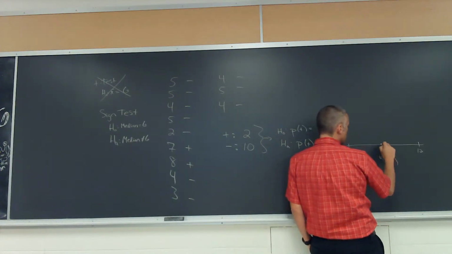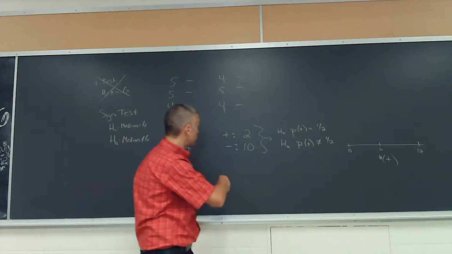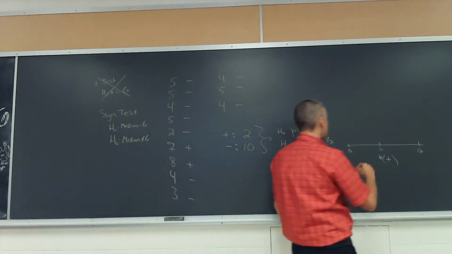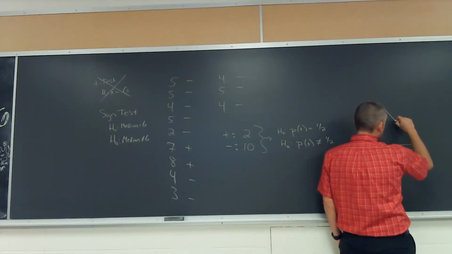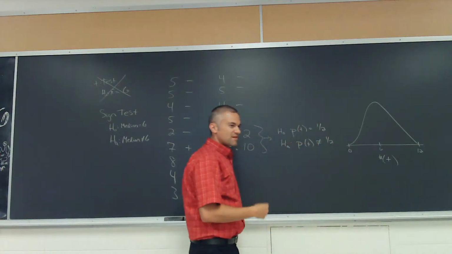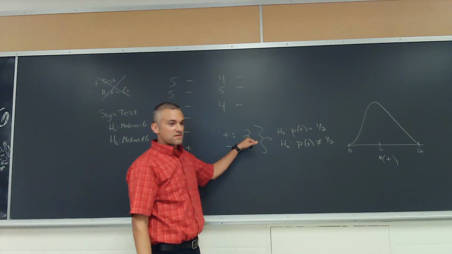Number of pluses, with 6 being right in the middle, right? Because we had 12 items, right? And our curve is going to look something like this. Not as smooth, but something similar. We saw 2 pluses, right?